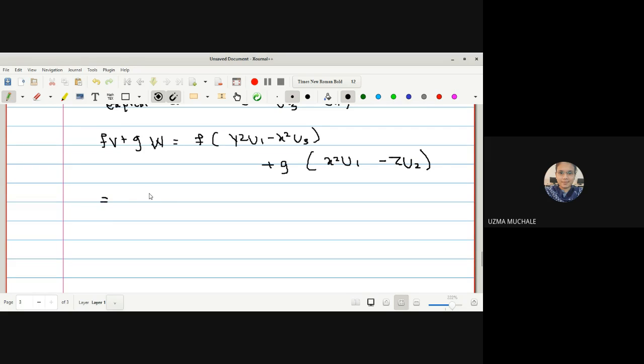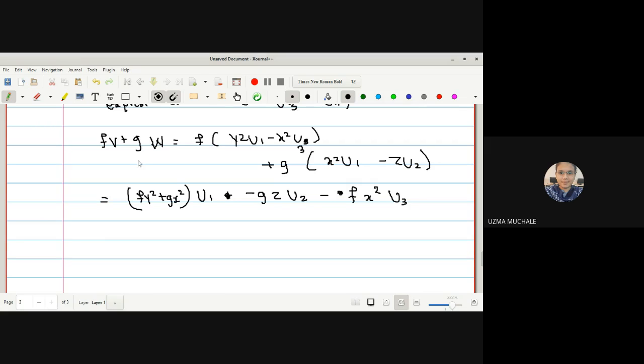Okay, let us evaluate. We just have to separate the coefficients. Fy square plus gx square is the coefficient of u1. Now let us collect the coefficient of u2. It is minus gz, so the coefficient of u2 is minus gz. And the coefficient of u3 is minus fx square.